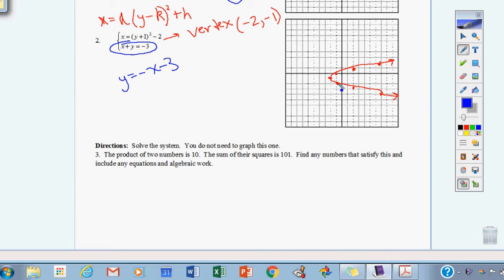Good. Up 1, left 1, up 1, left 1. And this is actually intersecting here and here. Okay, so that would be actually at our vertex, we have a point of intersection. So one of the answers is -2, -1. And then the other one here is -1, -2, it looks like.